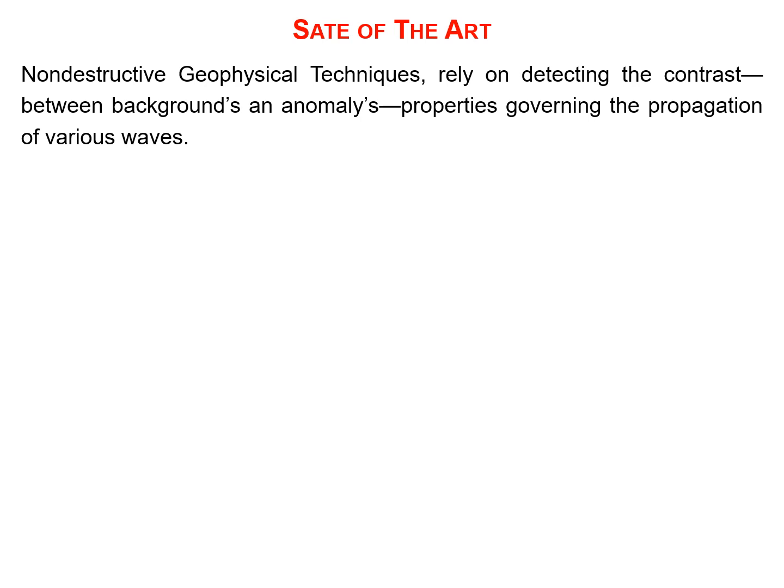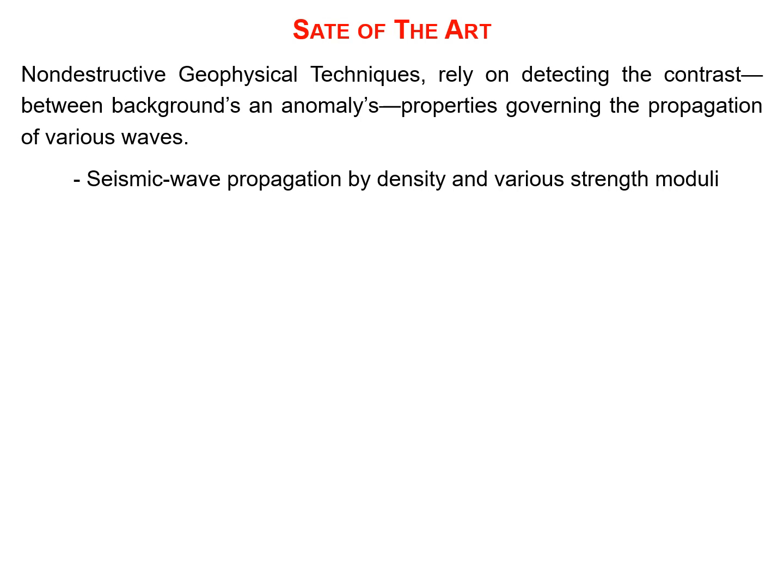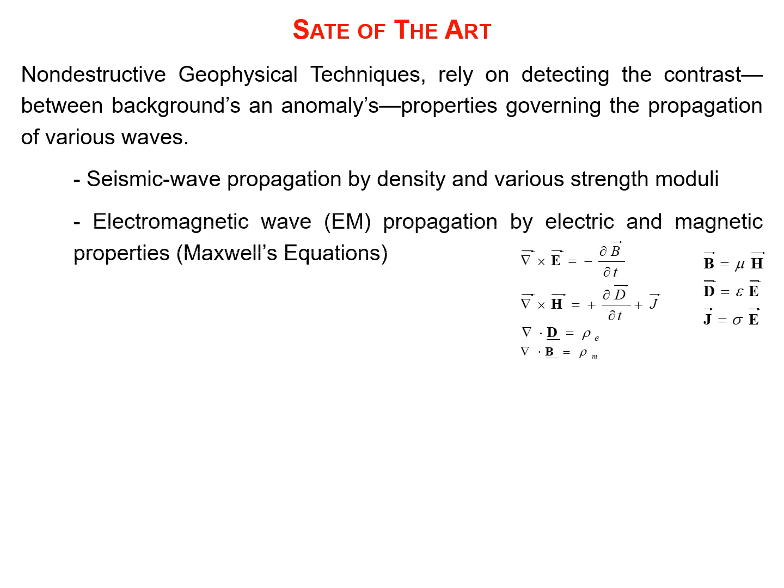The first application that I will briefly talk about is non-destructive geophysical techniques. They use different types of waves to detect anomalies within a background, and they work when there's a contrast between the properties of the background and the anomaly. And by properties, I mean the ones that govern propagation of the wave. For example, seismic waves are governed by density and various strength moduli. Electromagnetic waves, on the other hand, their propagation is governed by electric and magnetic properties and through Maxwell's equations.